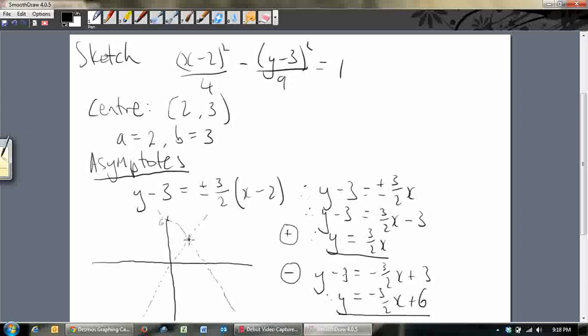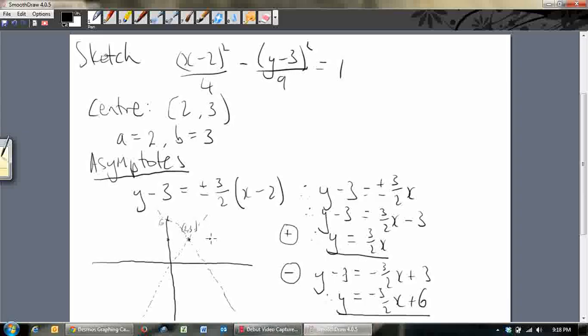I'll just label my centre there, 2, 3. And what happens is that, like I said, you start at the centre and it moves by a either side to get your turning point. So a is equal to 2. We go 2 in this direction, so you're going to go to 4, 3, and that's going to be your turning point on this side. We're going to go 2 in this direction on the other side because a is equal to 2, and it'll be right on the axis there of that turning point.